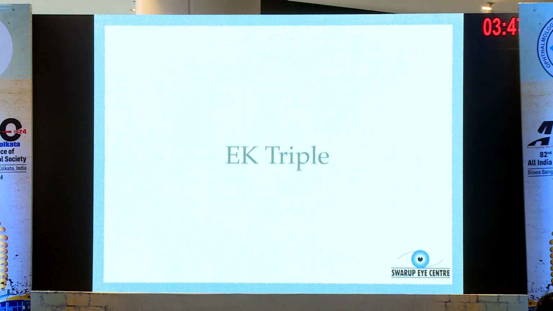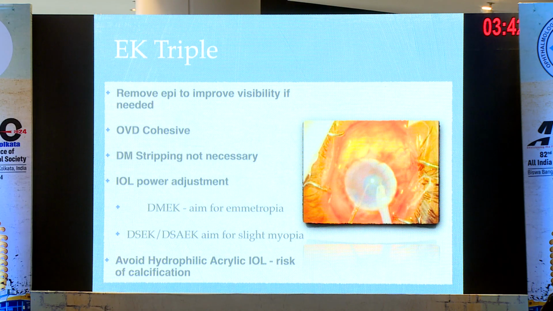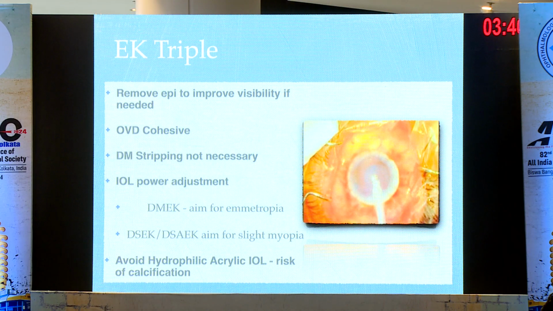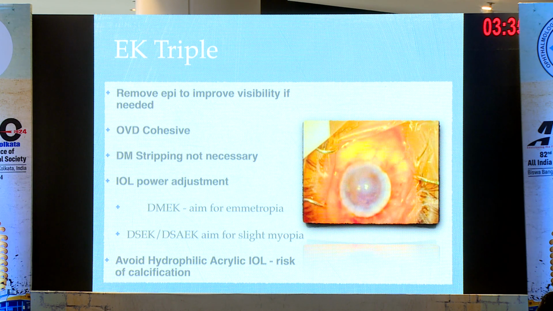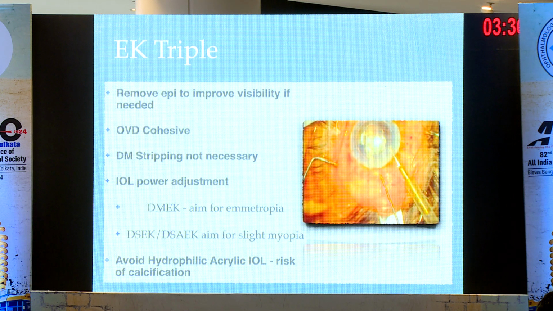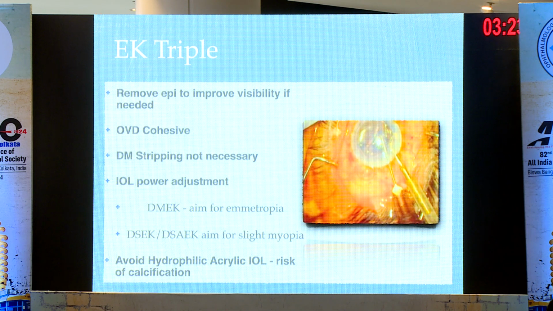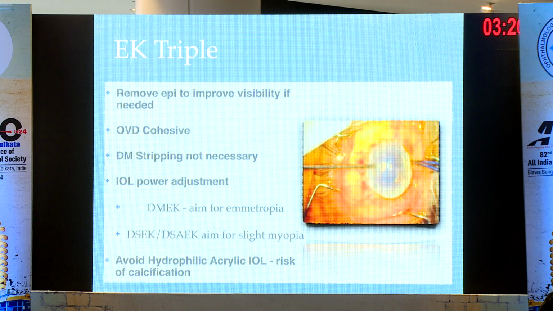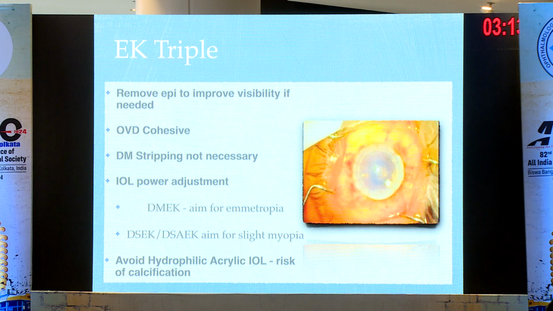When you're combining with a triple procedure, so it could be a DSEK triple or a DMEK triple, there are some important points. Remove the epithelium to improve your visibility, like I showed previously, so don't hesitate to do that. Always use a cohesive OVD in an EK triple procedure, because if you leave dispersive OVD in the AC, it can prevent adhesion of your endothelial graft, and the dispersive OVD can come into the interface and even cause haze. That's a very, very important thing to keep in mind.